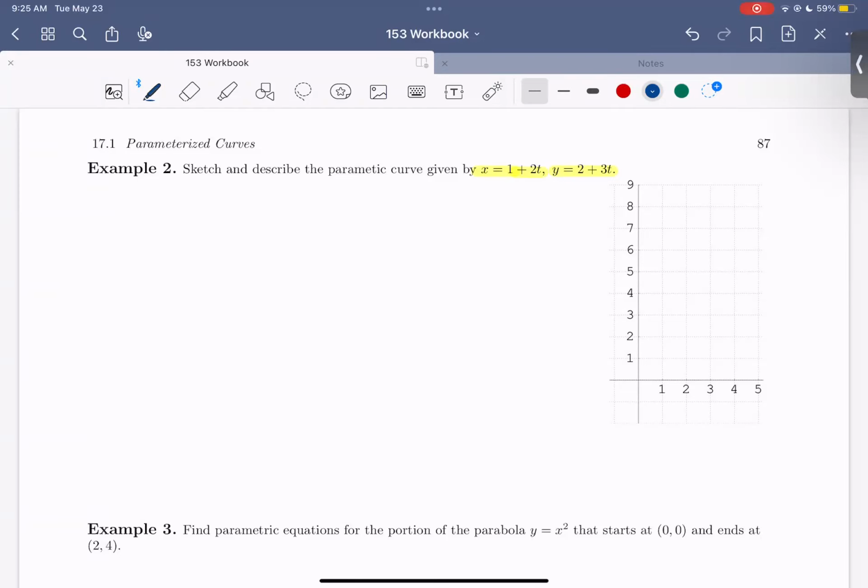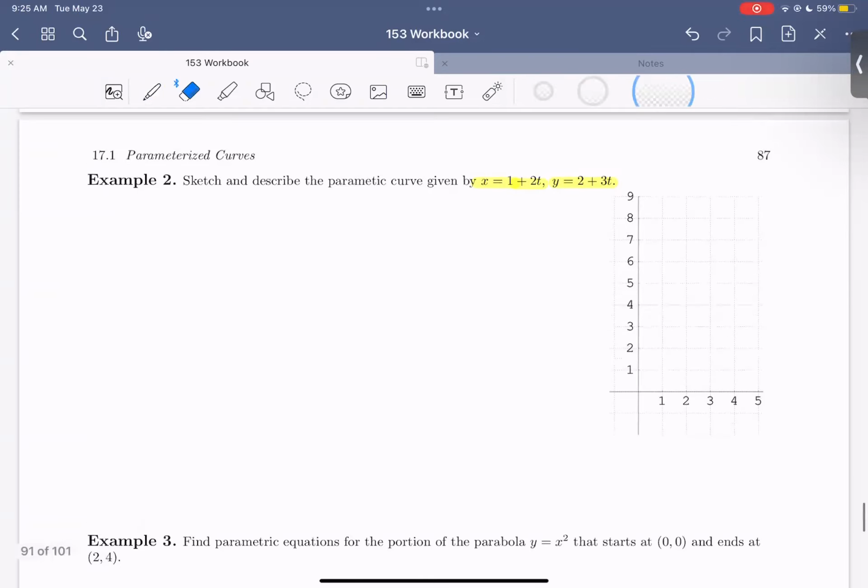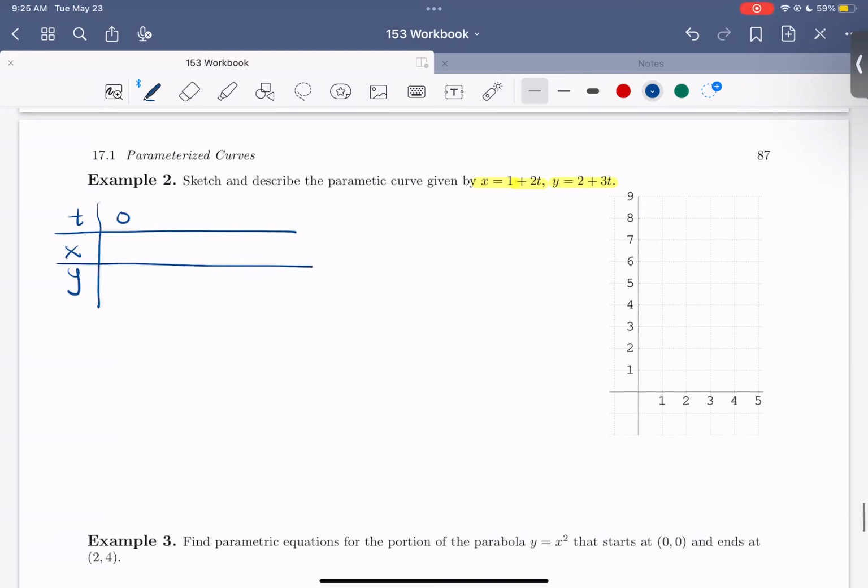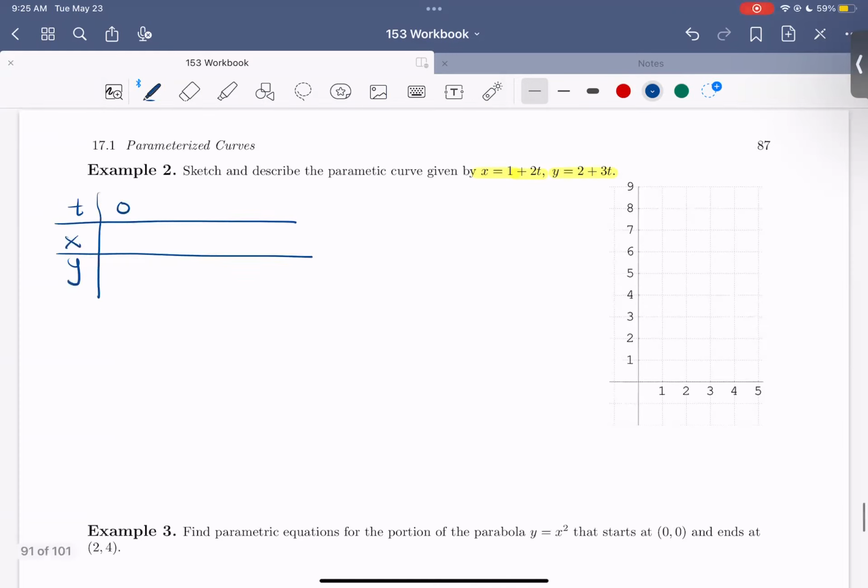So what we need to do is create a table. We're going to find some x and y values for various t values. I'm going to look at when t is 0 to start. So when t equals 0, let's see what x and y will be. x of 0 is going to be equal to 1 plus 2 times 0, which is just 1. And y will be equal to 2 plus 3 times 0, which is just 2. So we'd have 1, comma 2.